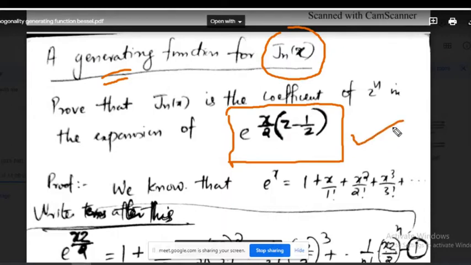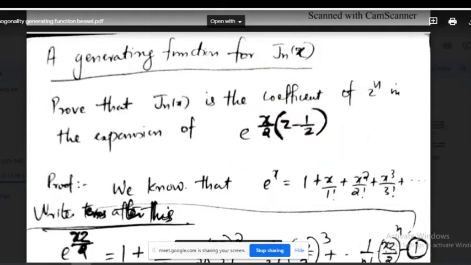Okay, that we can prove. Generating function means from this function we can obtain the Bessel function. From this we can obtain the Bessel function. That is what is meant by the generating function.